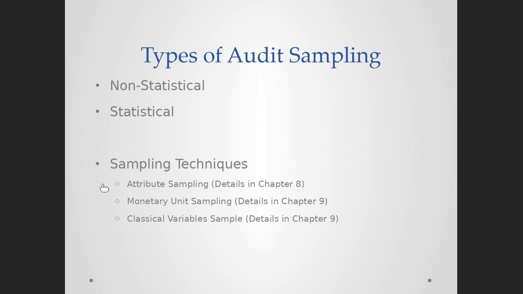The attribute sampling we're going to learn in detail in our present chapter, which is chapter 8. The monetary unit sampling and the classical variable sampling, we're going to learn this in detail in chapter 9, but I'm going to give you an introduction to all three of these today, right? In each one of these sampling techniques, we are going to again learn how it's done using the statistical method and how it's done using the non-statistical method.